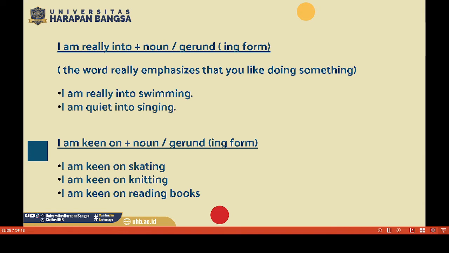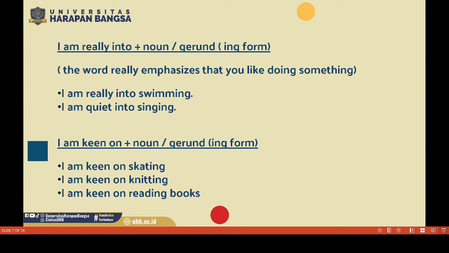For example, I am really into swimming. Berarti saya suka banget berenang. And then I am quite into singing. Okay. Now let's talk about I am keen on plus noun or gerund. For example, I am keen on skating. I am keen on knitting. I am keen on reading books. As you can see there, you don't use noun there because the example is only in gerund form.